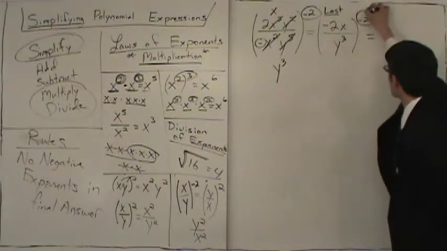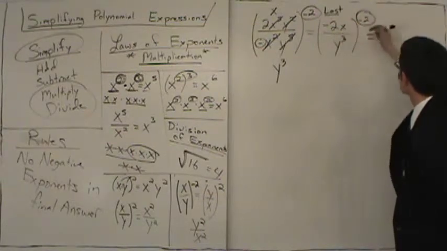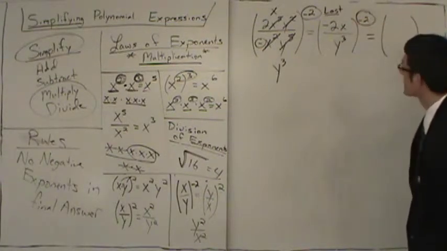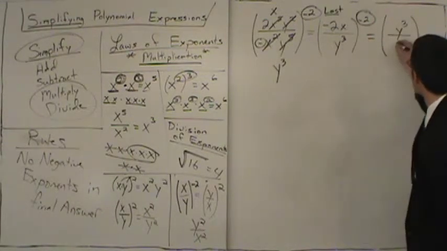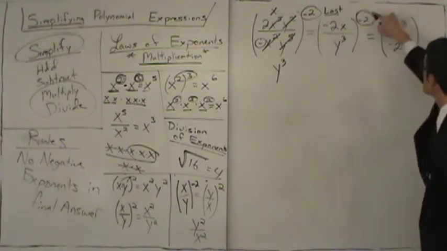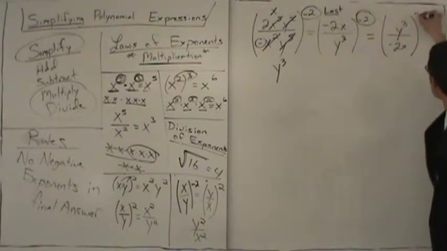Since we have a negative exponent on the outside, I want you to flip what's on the inside, but don't change anything on the inside. So the y to the third moves to the top, and we move the negative 2x to the bottom. So we get negative 2x on the bottom. We're changing the outer exponent from negative 2 to what? Positive 2. And now, square everything inside.